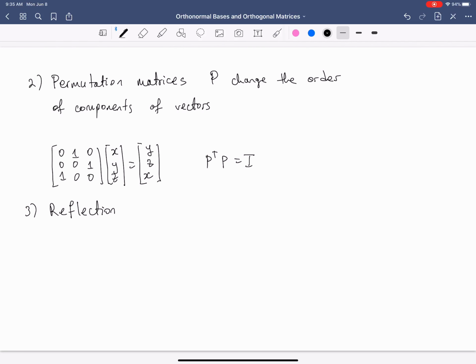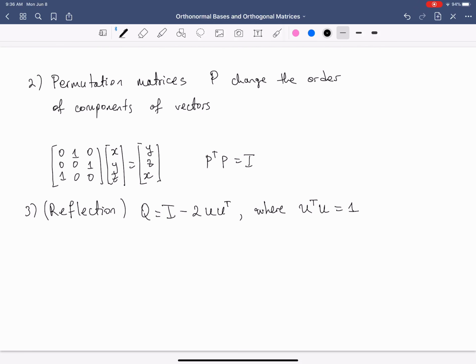Now, these matrices are of the form Q equals identity minus 2 times U U transpose, where U is a column vector that satisfies U transpose U is 1. So this is a unit vector. Any unit vector would give you an orthogonal matrix. So if you just wanted to design an orthogonal matrix, take any unit vector in R3, for example, and you would get a reflection.